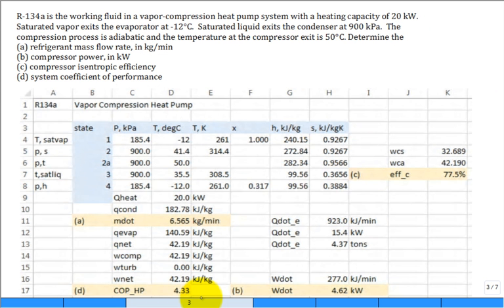Okay, here are the numbers for this problem. You can see the answer for part A, part B, part C and D. Here are all the enthalpies and entropies, if you want to flesh it all out, as well as temperatures and pressures.